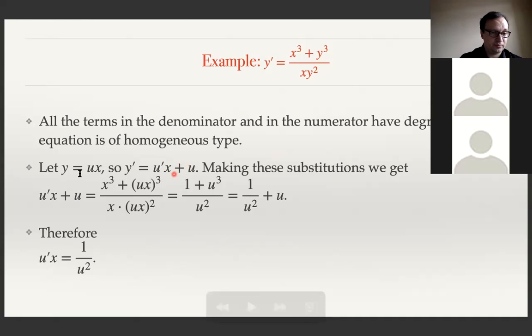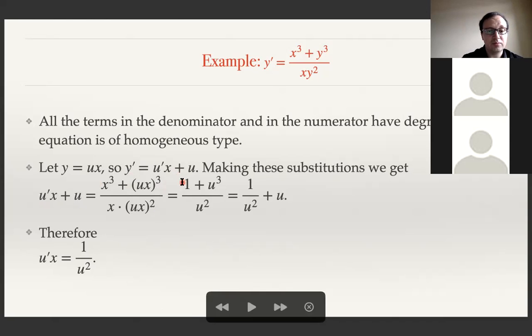So this is again the substitution that you must always use. And the second part follows by the Leibniz rule. And then making these substitutions into the equation, I get u prime x plus u on the left-hand side is equal to x cubed plus (ux)^3 over x times (ux)^2. And we cancel the x cubed from both the denominator and the numerator.